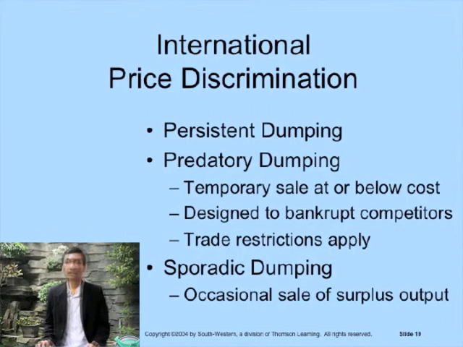Now we move on to international price discrimination. When we talk about international price discrimination, we talk about dumping. There are 3 kinds of dumping. First, persistent dumping. The second one is predatory dumping, such as temporary sale at below cost, designed to bankrupt competitors, where trade restrictions apply, and the third one is sporadic dumping, which consists of occasional sale of surplus output.